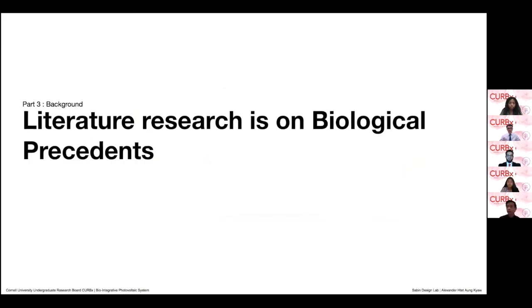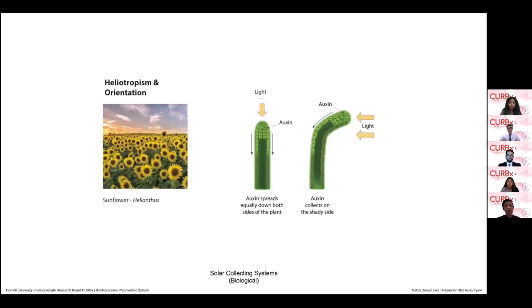The main approach that our research decided to do is to do analysis of existing biological precedents. So we realized that instead of trying to invent a new system, what if we do background research on biological systems that already involve solar tracking and solar collection systems. The first system that we looked at is sunflowers and their heliotropism and orientation. Beginning with this biological adaptation, the heliotropic mechanism includes auxin, a plant hormone, which causes the elongation of cells and shoots and is involved in regulating plant growth.